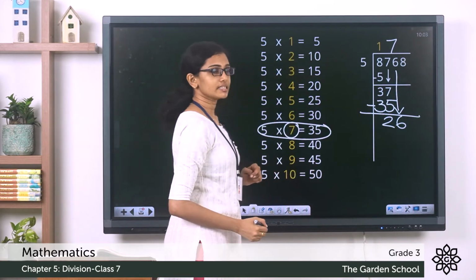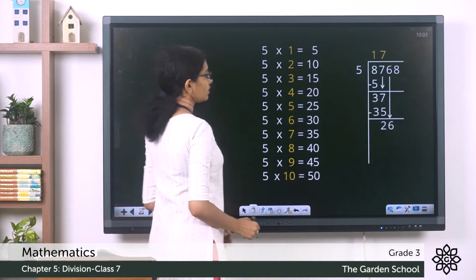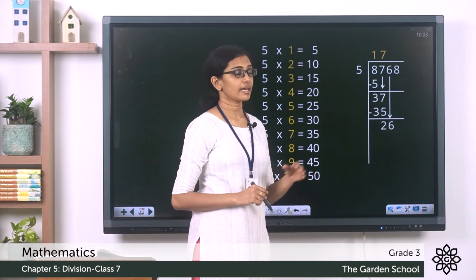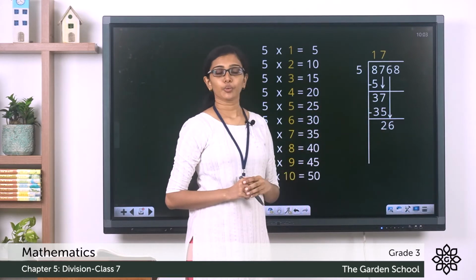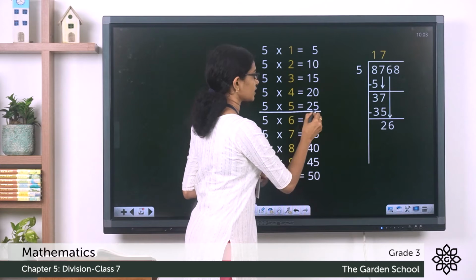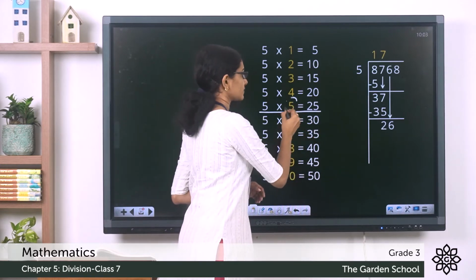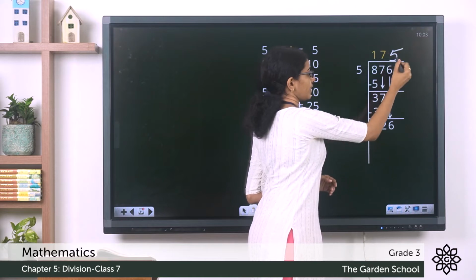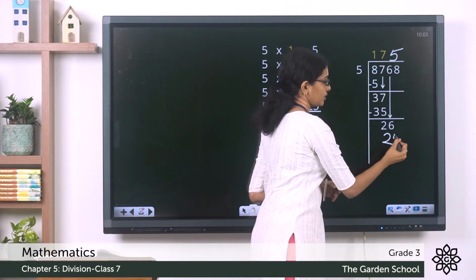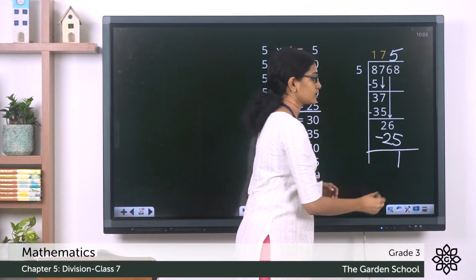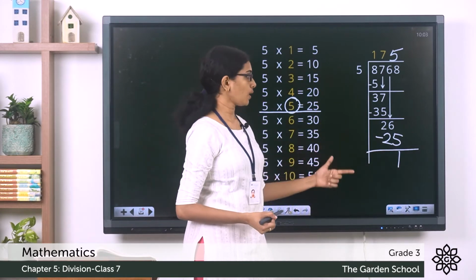Now we have 26 here. Now we have to divide this 26 by this 5. And how many 5s will go in 26? From the table of 5, we know 5 5s are 25. So let's take this 5 and write it here. 5 5s are 25. Let's subtract and it will give us 26 minus 25, which is equal to 1.